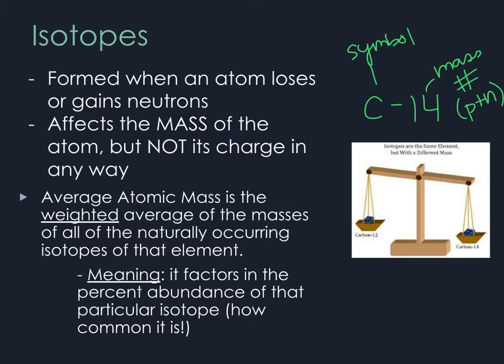So everything in the universe that has 6 protons is carbon. Some carbons have 6 protons and 6 neutrons. Some have 6 protons and 5 neutrons. Some have 6 protons and 7 neutrons. Some have 6 protons and 8 neutrons. So the number of neutrons can change, and that changes the overall mass of that particular isotope. Well, what we need to do when we calculate the average atomic mass is not just take 11, 12, 13, 14 and average it, because that's not fair.